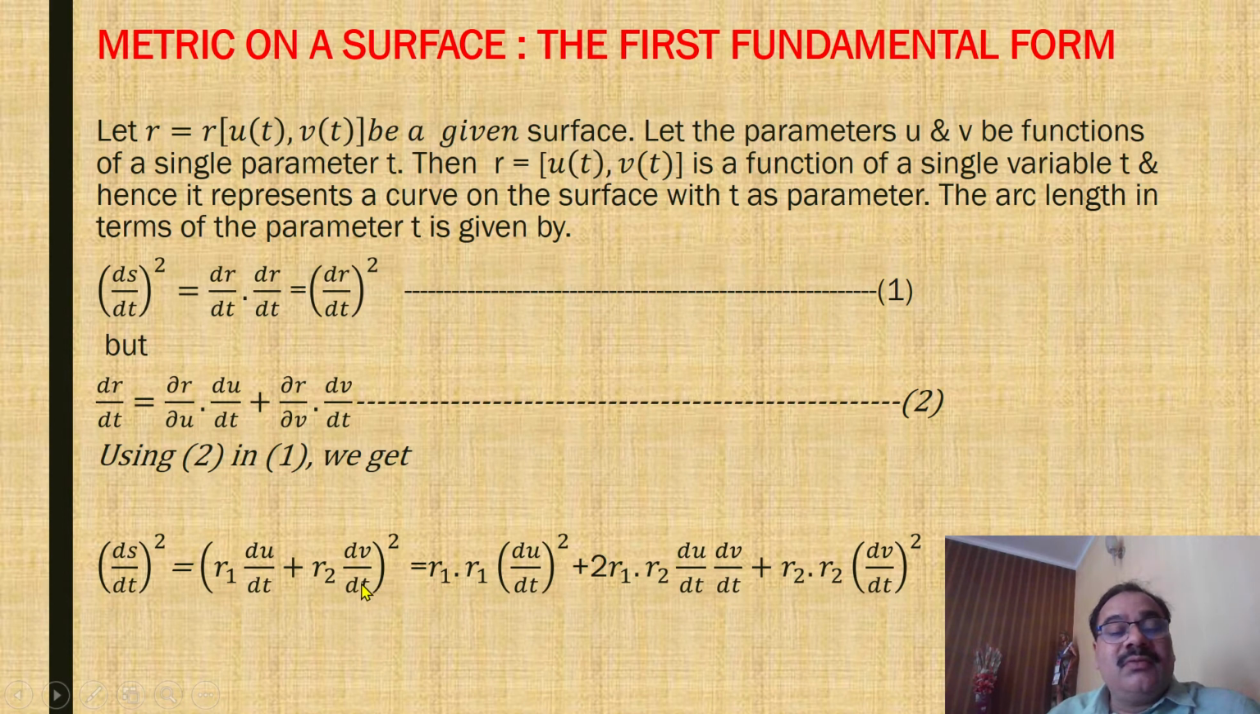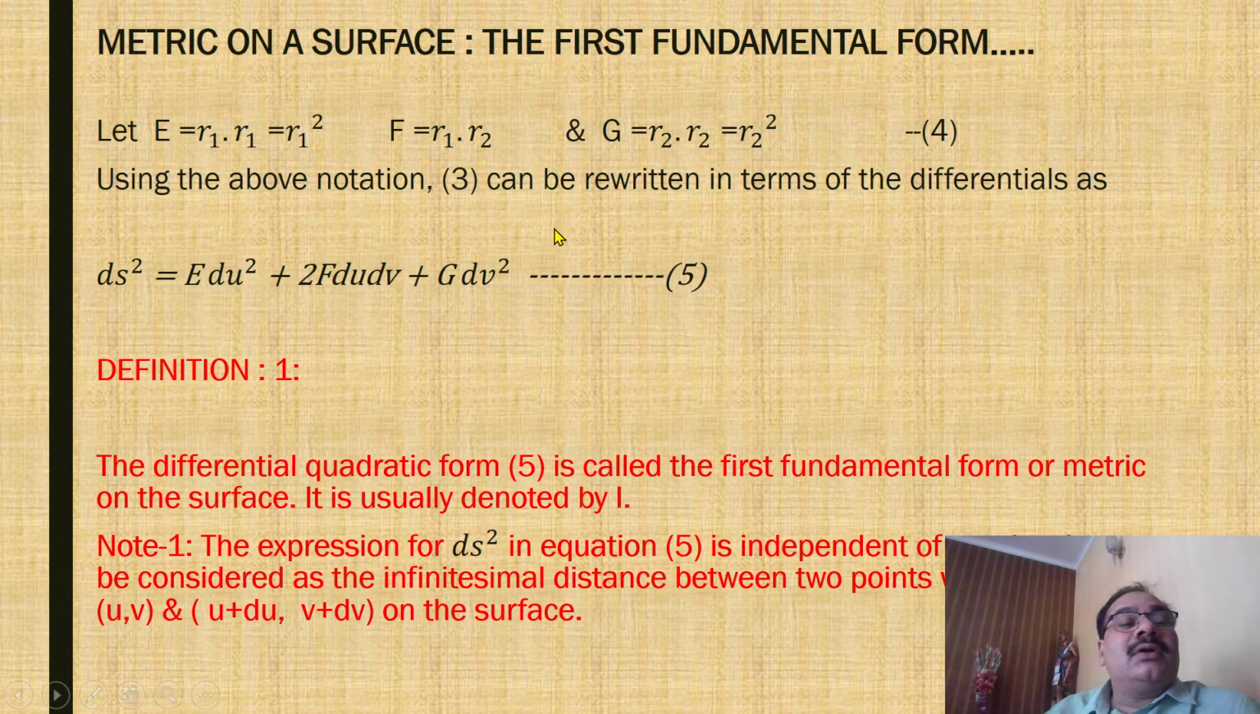If you expand this expression, then you may write r1·r1 (du/dt)² + 2 r1·r2 (du/dt)(dv/dt) + r2·r2 (dv/dt)². This is the metric. Now let us consider some assumptions. Let E = r1·r1 = r1², F = r1·r2, and G = r2·r2 = r2², which is equation number 4.